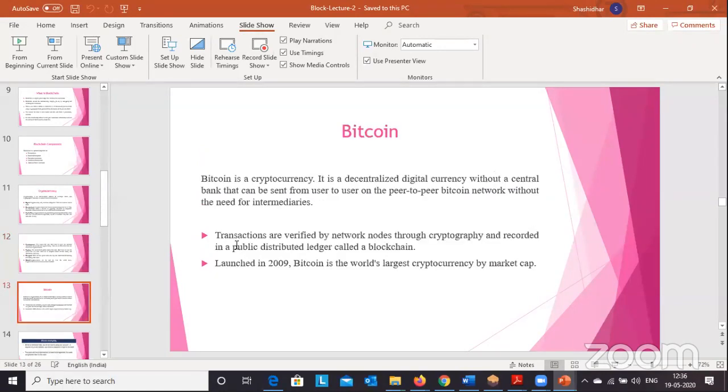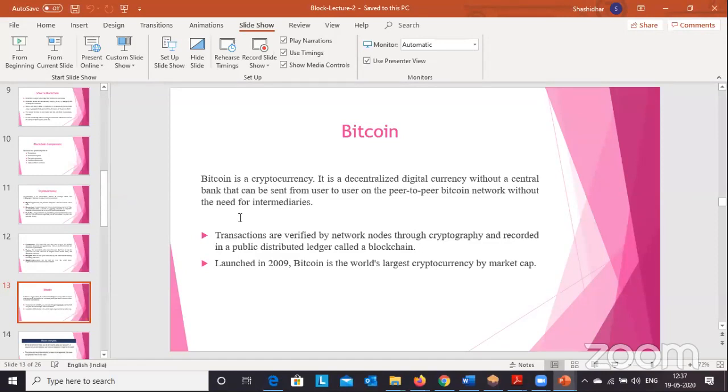Now, one of the popular cryptocurrencies is Bitcoin. So what is Bitcoin? Bitcoin is a cryptocurrency. It is a decentralized digital currency without any central bank that can be sent from one user to another based on the peer-to-peer network. Here we do not need any third parties like banks. Bitcoin was introduced in the year 2009 by Satoshi Nakamoto. When Bitcoin was introduced, the cost of one Bitcoin was almost 65 Indian rupees. Now the cost of Bitcoin is almost 5 lakhs. So we came to know how popular Bitcoin is.